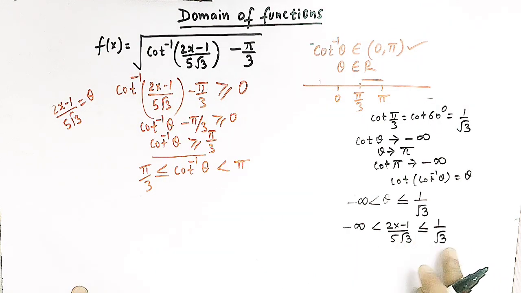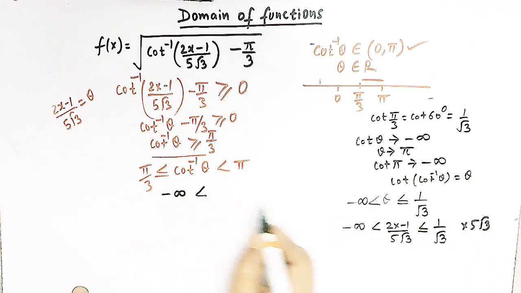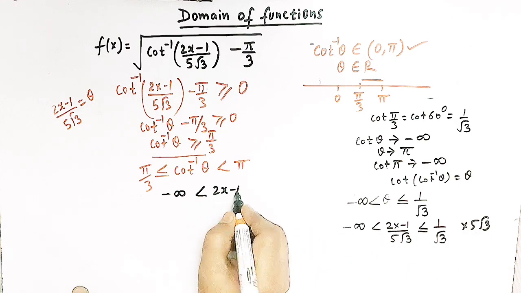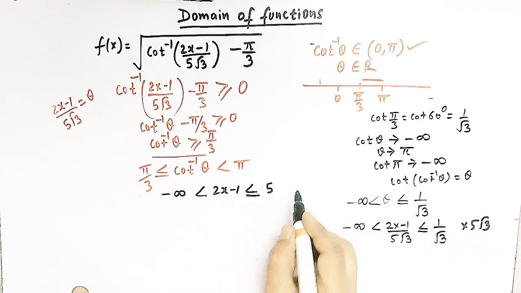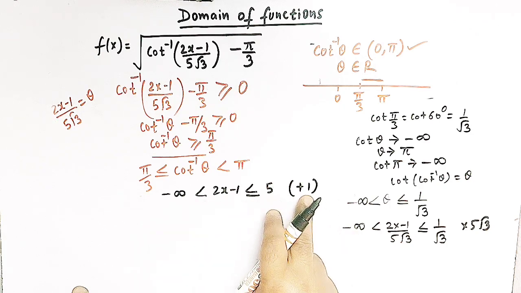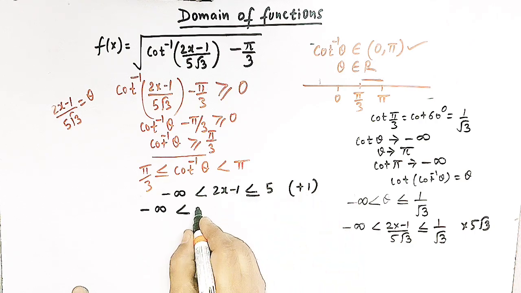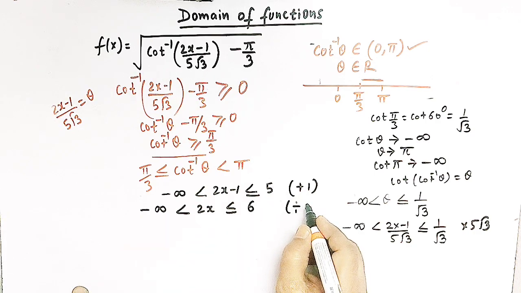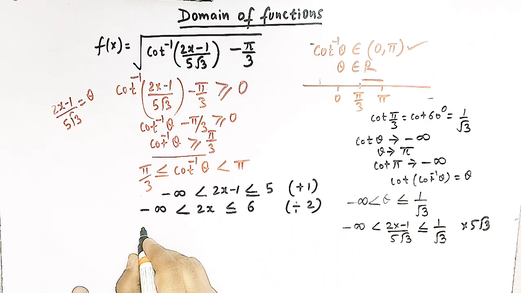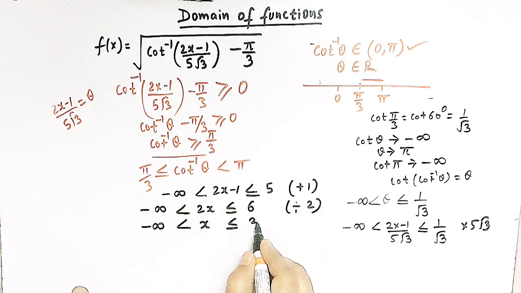So now let us multiply throughout by 5 root 3. So multiplying negative infinity with 5 root 3, it gives minus infinity, and here 5 root 3 and 5 root 3 get cancelled, and here we have root 3 and root 3 get cancelled, so we have 5 times 1, that is 5. Now let us add 1 throughout. So adding 1 to minus infinity, it gives us minus infinity. Here 1 and minus 1 get cancelled, and here we have 5 plus 1, 6. Now let us divide throughout by 2. So dividing minus infinity by 2 will get simply minus infinity. Here 2 and 2 get cancelled, and here we have 3, right?